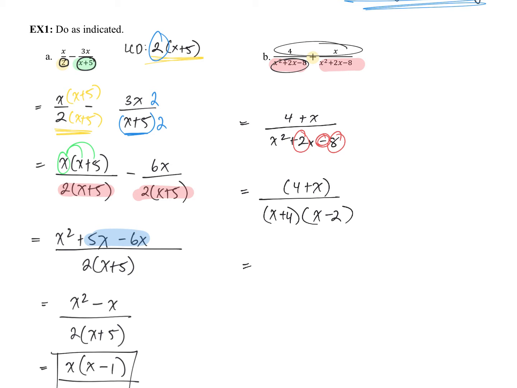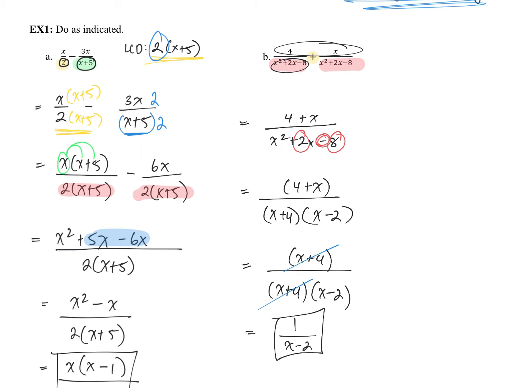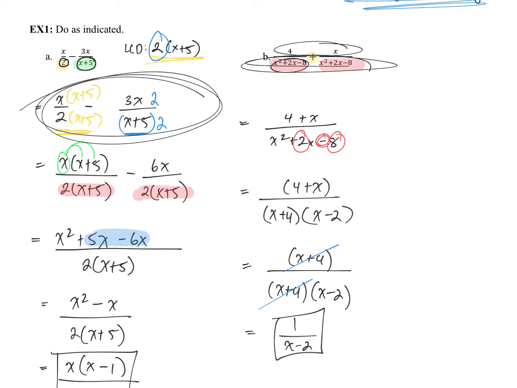Let's see, can we simplify anything? Well, you know what? If I rewrote the numerator into x plus 4, I actually could. I can cancel out those x plus 4s, they are the same thing. And then I'm just left with 1 over x minus 2. Okay, so this fraction, they actually had the same denominator, so we didn't have to do the building up property we did before.